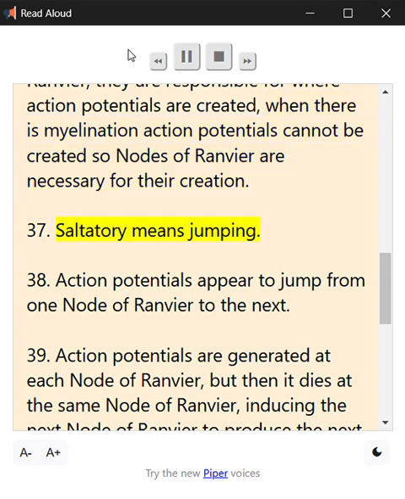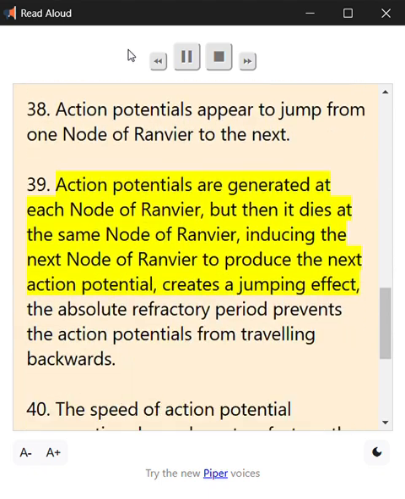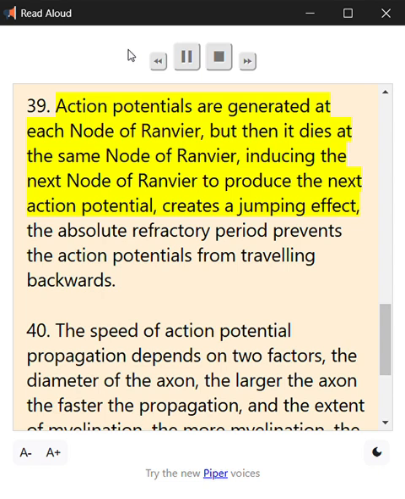37. Saltatory means jumping. 38. Action potentials appear to jump from one node of Ranvier to the next. 39. Action potentials are generated at each node of Ranvier, but then die at the same node of Ranvier, inducing the next node of Ranvier to produce the next action potential, which creates a jumping effect. The absolute refractory period prevents the action potentials from traveling backwards.